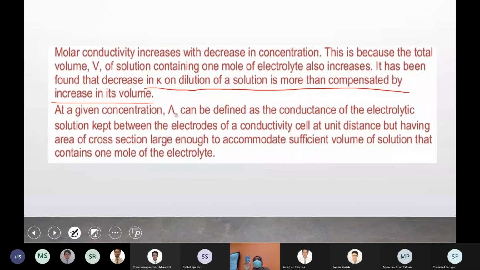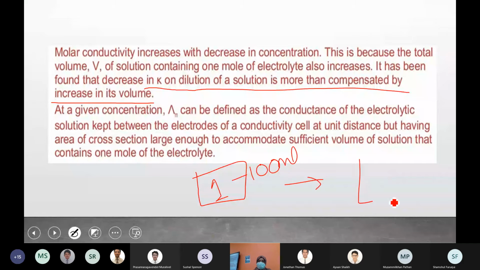So in brief, molar conductivity increases on dilution, right? And this can be explained in a way that when you are taking 1 mole of electrolyte, for example, you took 1 mole of electrolyte and before it was 100 ml, and when you dilute it to 200 ml, still the amount is 1 mole of electrolyte. Okay, you have taken 1 mole of a substance. So here volume is increasing. So obviously conductivity decreases because less number of particles per unit volume.